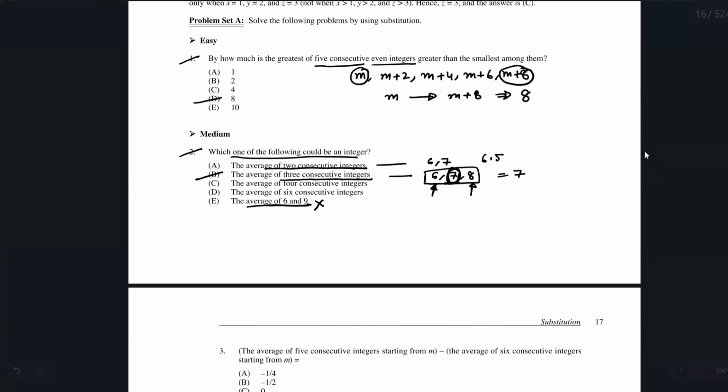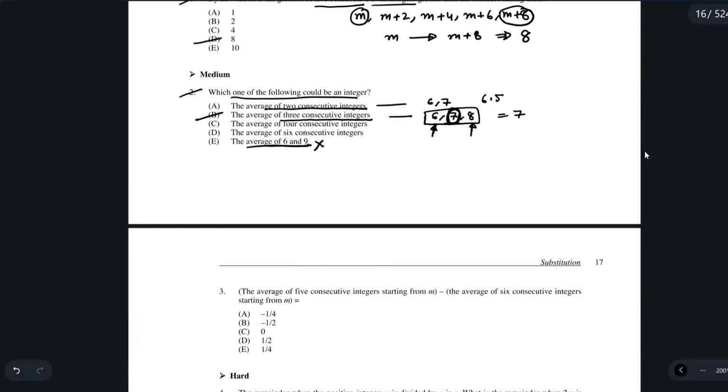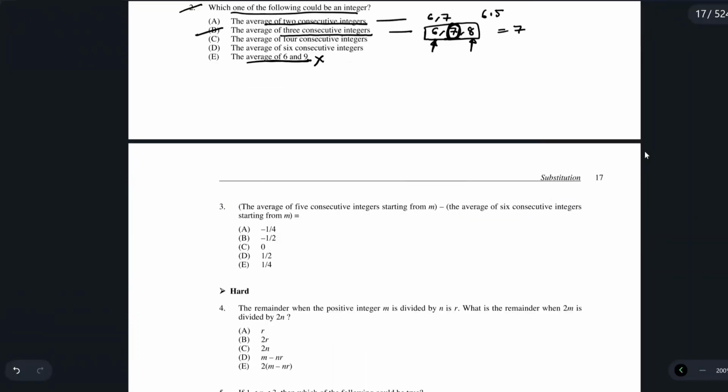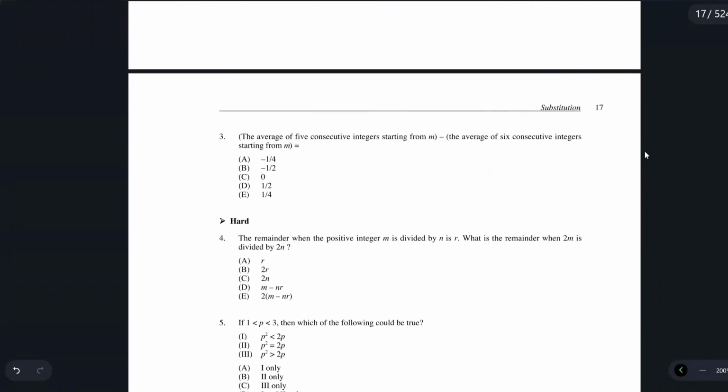Since there can only be one answer to this set of questions, I will not calculate the result for C and D, because I have already got my result over here. That is twice B. Now let's move to question number 3. It asks about a subtraction. The first term is the average of 5 consecutive integers starting from m. And the number we should subtract from it is the average of the 6 consecutive integers starting from m. So let's try to figure out the first term.